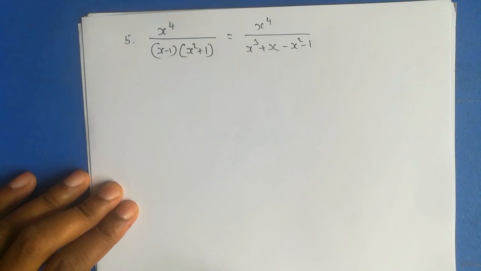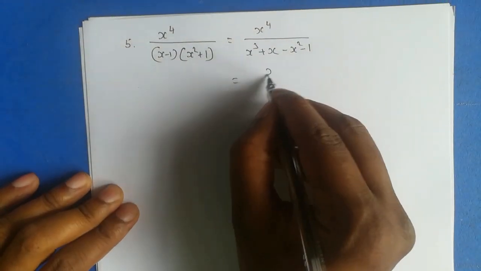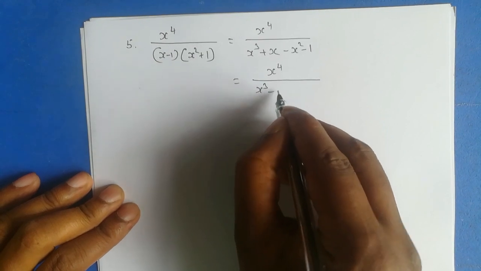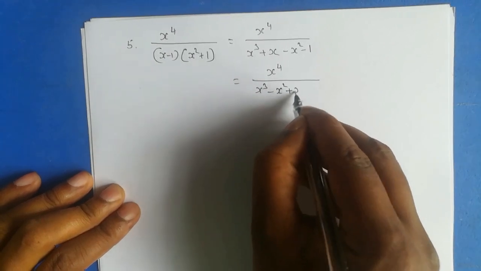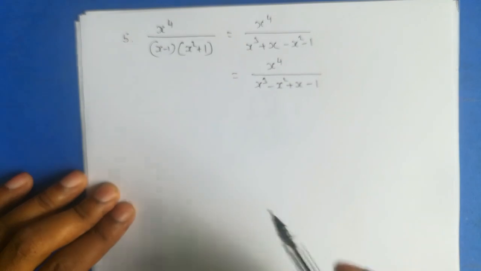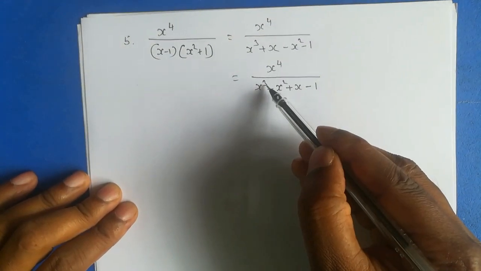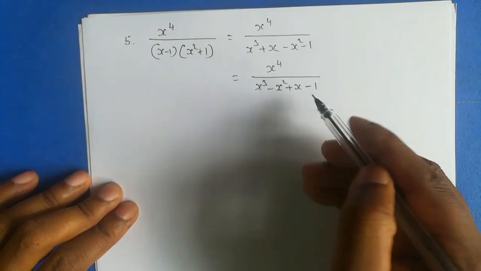(x²) · (x³) · (x⁴) − (x²) − (1)± (1)± (+1) − (1). Group this: (x⁴) · (x³) − (x²) + (x-1). Now the degree is 4, degree is 3. This is an improper fraction.